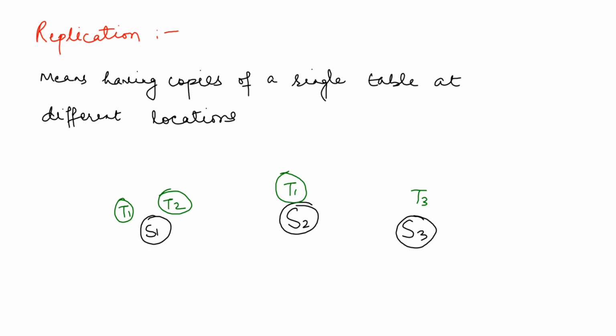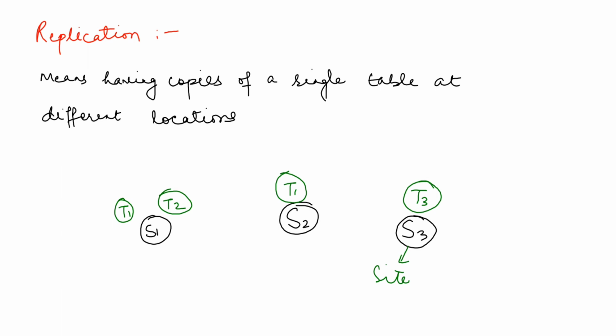S means site, so S3 accesses T3 only, so we will store T3 at S3. This is how replication is basically done, but replication can also be done to maintain higher availability, like we saw in the previous slides, which were in the promises of DDBS.